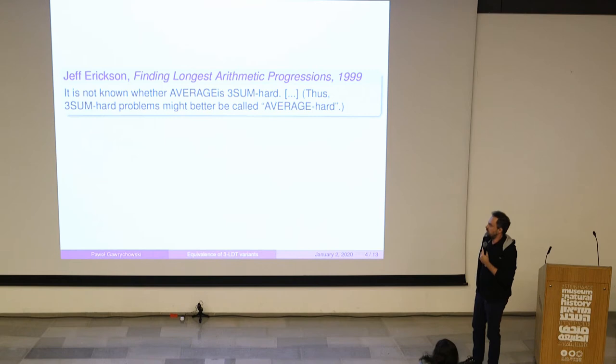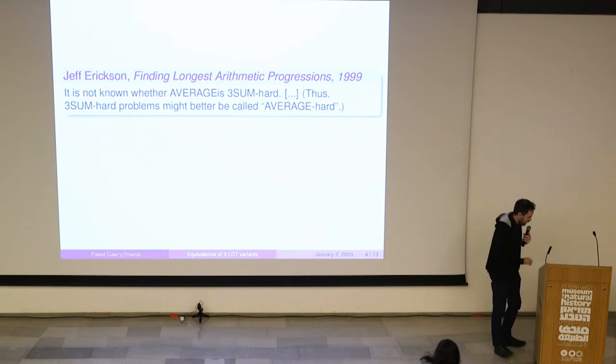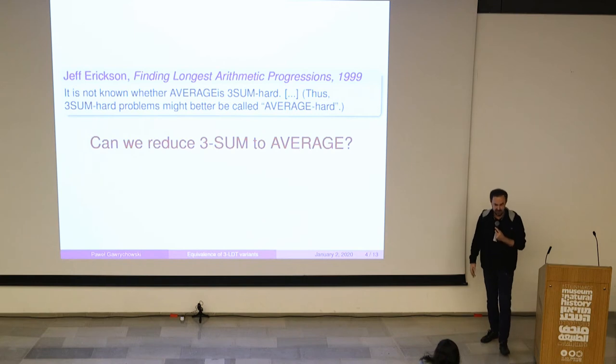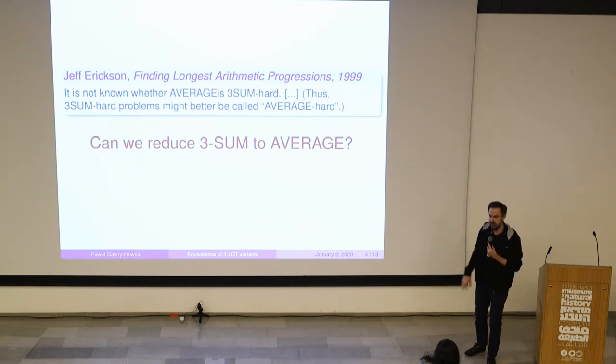And because of that, maybe we want to call 3SUM-hard problems AVERAGE-hard. So maybe it's harder. So that's the question he asked. OK, so we would like to figure out, can we reduce 3SUM to AVERAGE? So do we need an extra conjecture? Or maybe it's all 3SUM-equivalent, and then we don't need any extra conjectures.